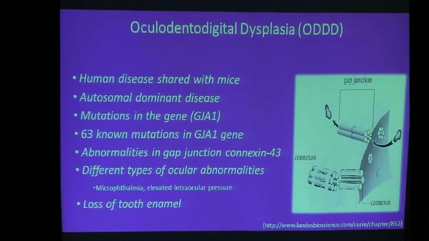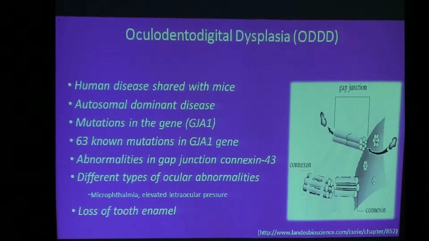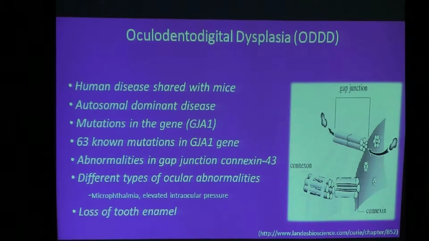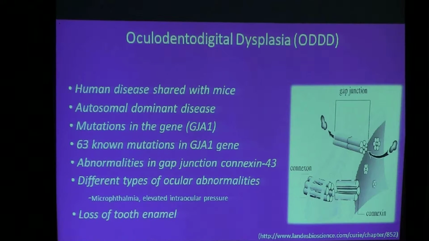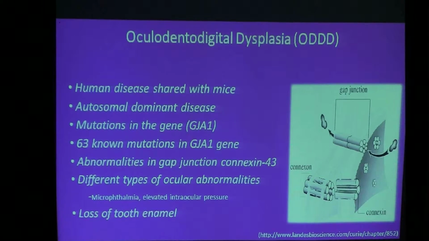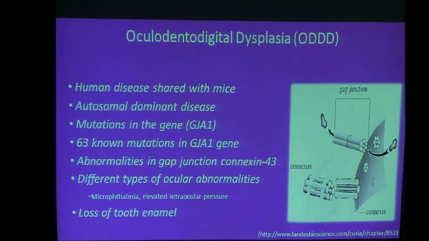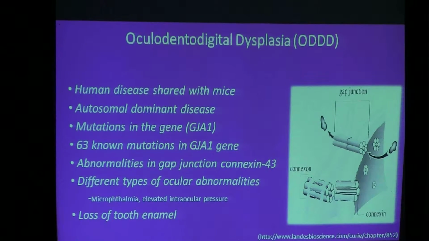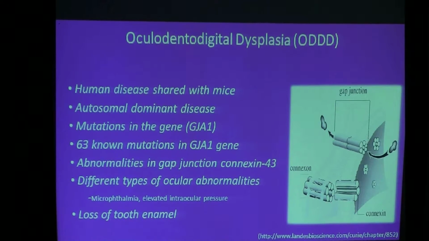First of all, what is Oculodentodigital dysplasia? We call it ODDD. It's a rare human disease, and it has similar phenotypes in mice too. It's an autosomal dominant disease with a mutation in the gene GJA1. There are currently 63 known mutations in this gene, and this gene expresses gap junction connexin 43. ODDD will cause different types of ocular abnormalities, for example, microphthalmia, elevated intraocular pressure, and so on. Other symptoms are non-ocular abnormalities, for example, loss of tooth enamel.